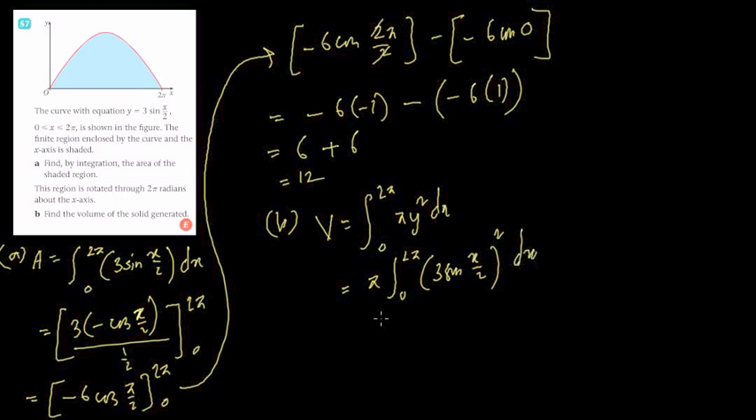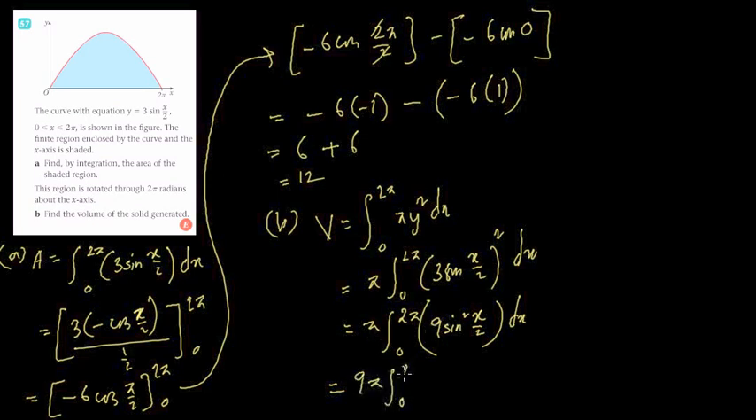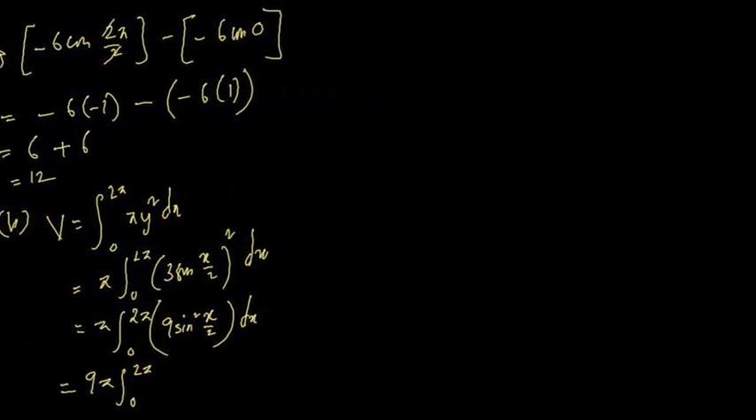This would be the integral from 0 to 2π of (3 sin θ) whole squared, which is 9 sin²θ, with θ being x/2, dx. We can just bring the 9 constant outside. This would be 9 times the integral from 0 to 2π. Now sin²θ: you remember while integrating sin²θ we use an identity, and then we use the fundamental rule of calculus, and this is the identity.